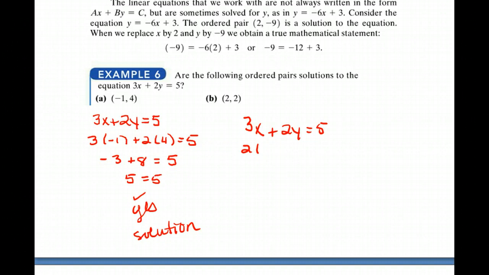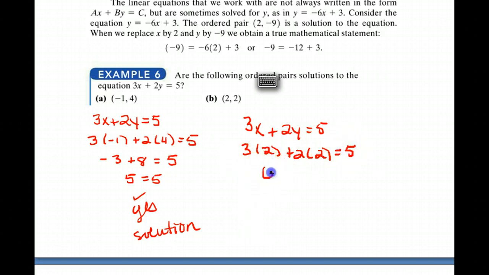Let me get my eraser there since I wrote a 2 instead of a 3. So we're going to plug in that 2 for x. So we have 3 times 2 plus 2 times 2 equals 5. And we're going to test for truth.